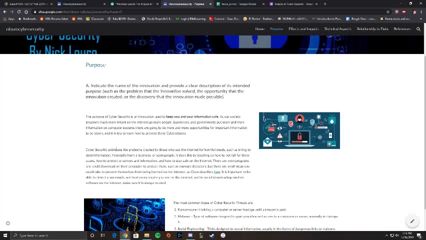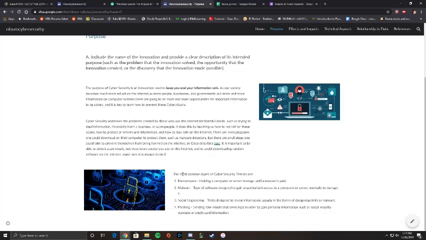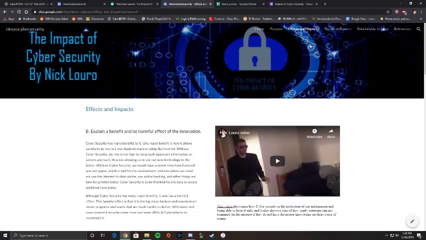Cybersecurity addresses problems created by those who use the internet for harmful deeds, like trying to steal information off the internet or trying to hack your computer, things like that. Down here we have the most common types of cybersecurity threats. Anyways, on to the next page, which is the effects and impacts.